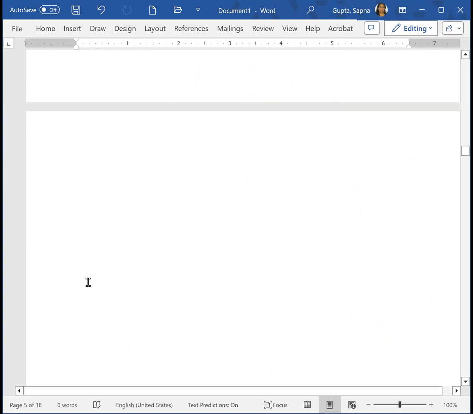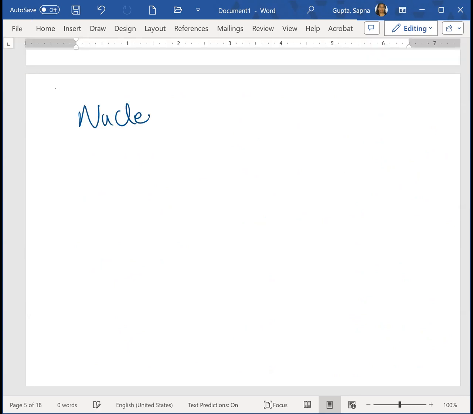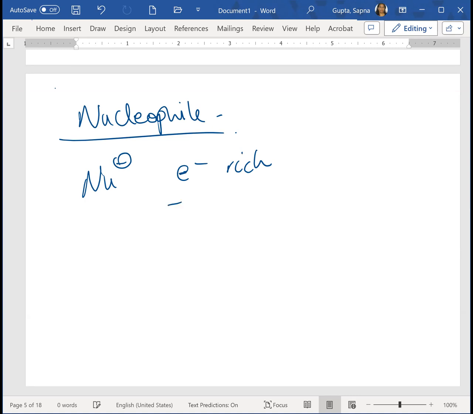Nucleophile and leaving group are very similar because both of them are negative. So if you understand one, you will understand the other one very well. So, nucleophiles, first of all, are electron rich. Definitely they're electron rich, because they're supposed to be nucleophiles. So they're usually negatively charged.